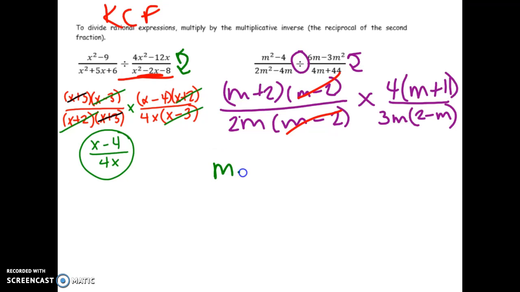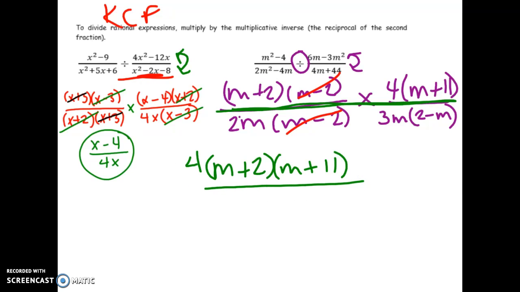So I've got m plus 2, and let's leave those in parentheses. m plus 11. When you multiply, this goes straight across, and so you're making it one big long fraction and rearranging. So I'm going to throw that 4 out in front. On the bottom I've got 2m times 3m, which is 6m squared, and 2 minus m. So now I can look and decide, is there anything else I can cancel?